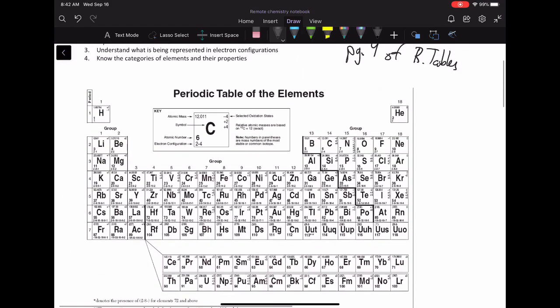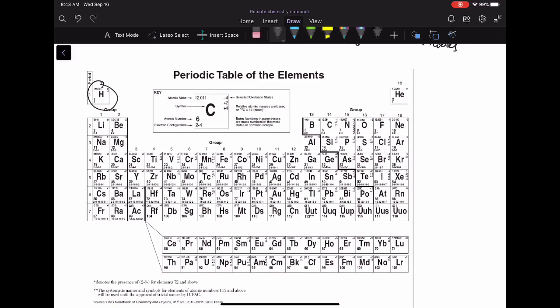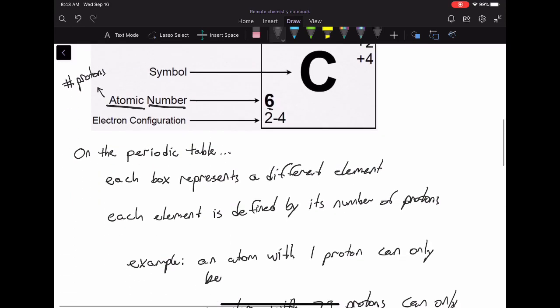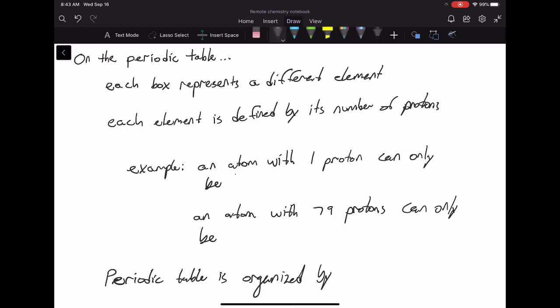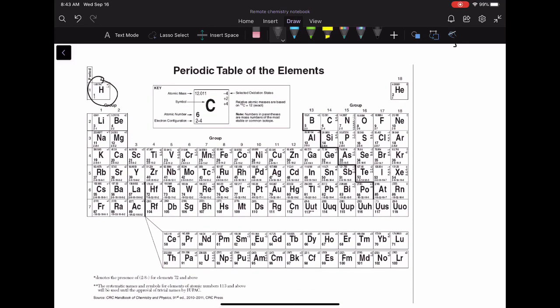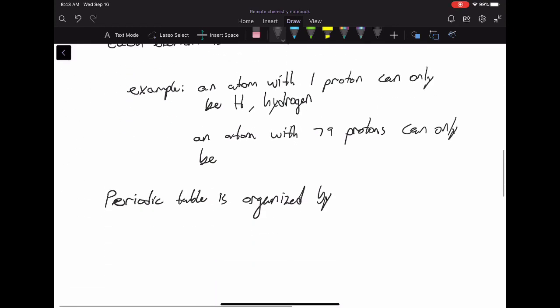So for the atomic number of 1, we're going to look way up here. Number 1, that's H, and H is also known as hydrogen. You can find the full names on page 10 and 11 in your reference tables. So 1 proton can only be H, which is hydrogen. An atom with 79 protons can only be, so we're going to go back up to our periodic table, 79 is right here. So that would be Au. And Au is gold. So again, looking at page 10 and 11 in your reference table, you'll see that element number 79, or atomic number 79, is called gold.